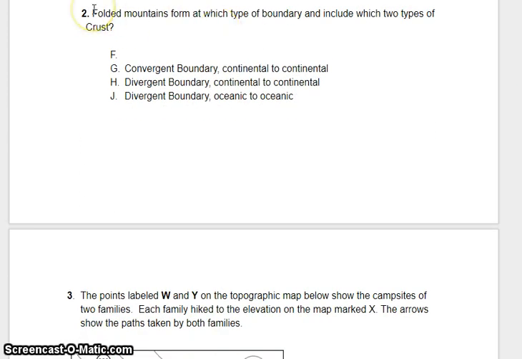Number 2. Folded mountains form at which type of boundary and include which two types of plates? G. Convergent boundary, continental to continental. H. Divergent boundary, continental to continental. J. Divergent boundary, oceanic to oceanic. Folded mountains.